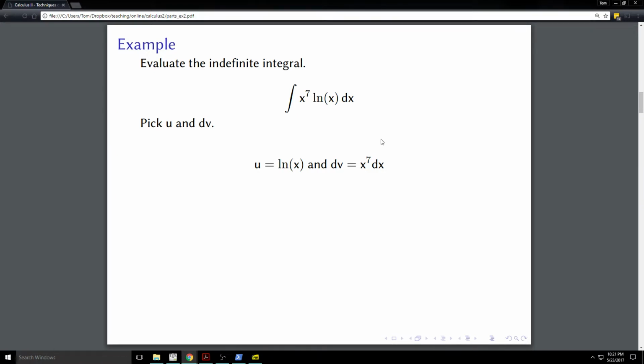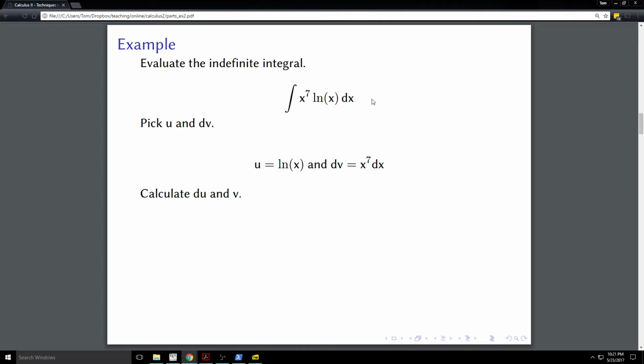So there's our u, ln x. And then that would force our dv to be x to the 7th dx. And again, just checking to make sure, if I multiply my u and my dv together, I will get this entire integral right here. So that's good.